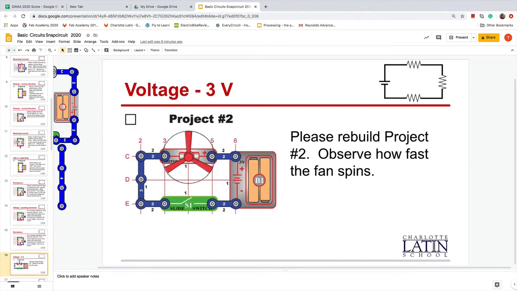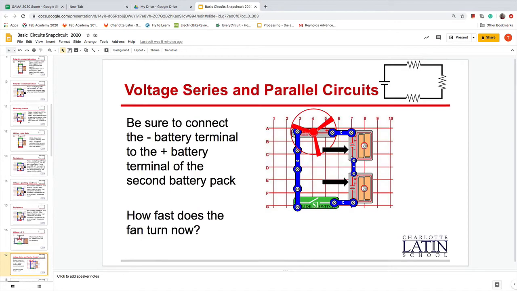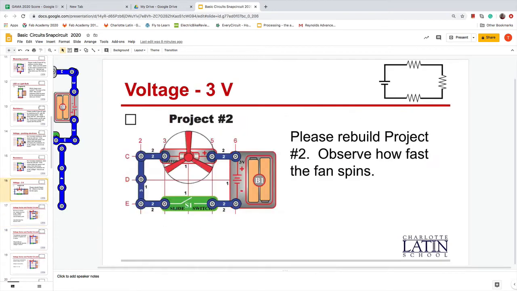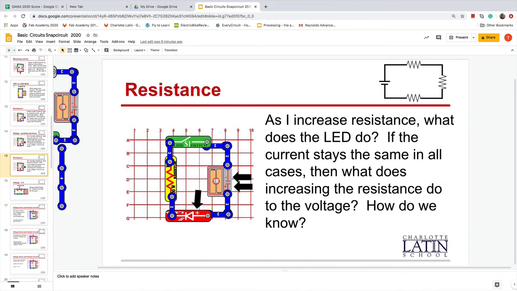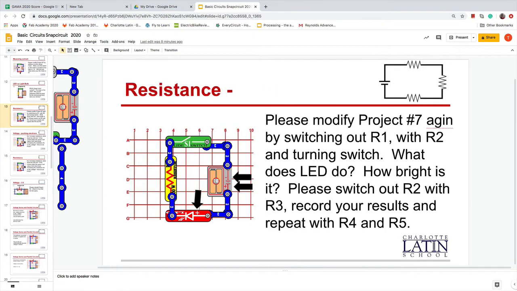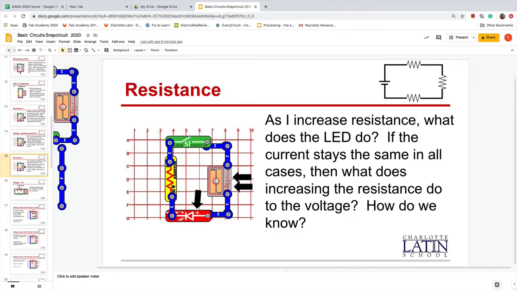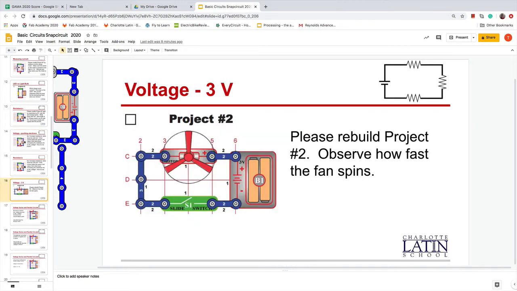Resistance. Let's go back here a second. So as we increase resistance, if we switch these out, for example, to R2, R3, R5, this LED light kept going down. So there's more resistance, less voltage. All right. And then we built one motor to see how fast this fan spun.